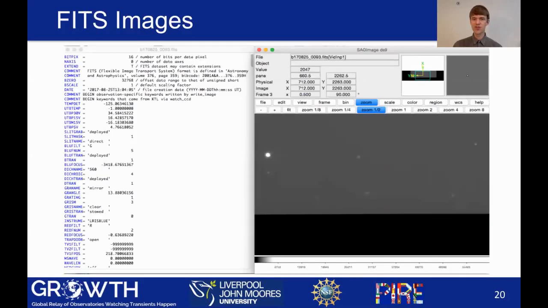An example of this is shown here. On the left, we have the header showing a variety of keywords describing various aspects of the observation and the values associated with each of those keywords, and sometimes also some comments helping you interpret what those values mean. Then on the right, we show the image itself as a 2D array of intensity values.